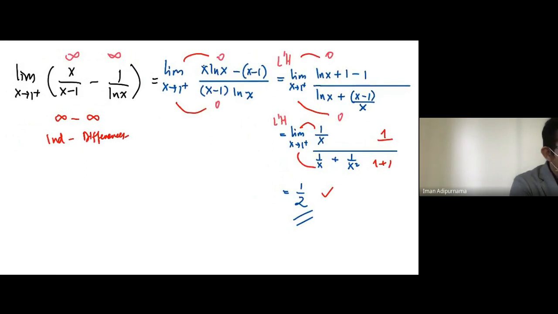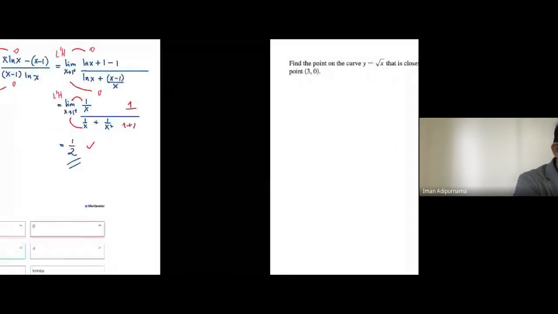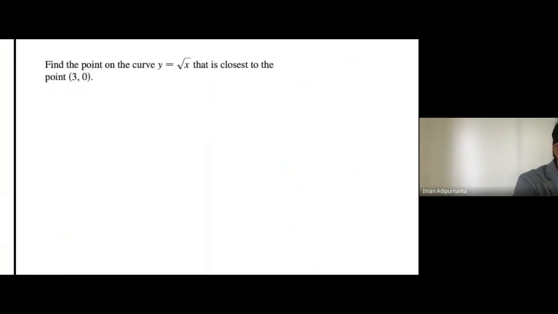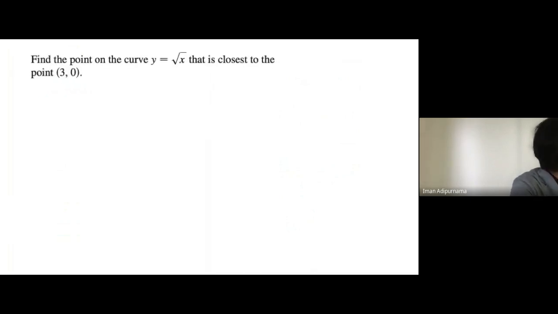Okay, now let's start. Oh yeah, I have prepared this question for you. So I can give you a couple of minutes, or maybe 4 or 5 minutes, to think and then try to find the closest point on the curve square root of x to the point (3, 0).